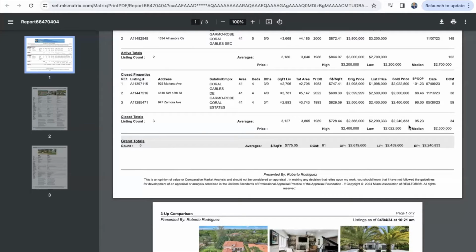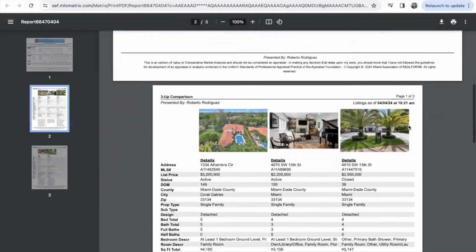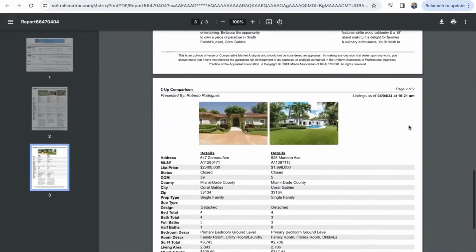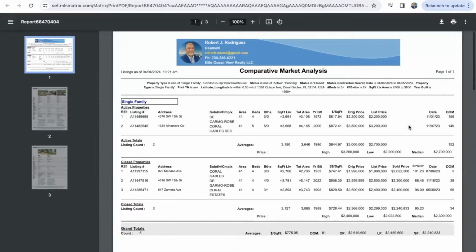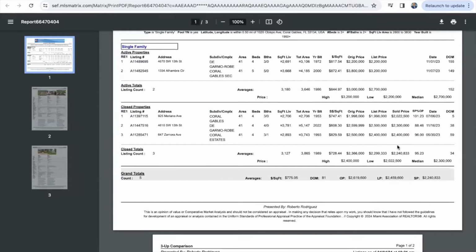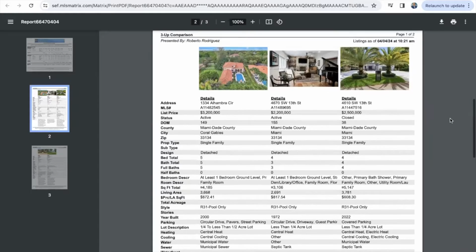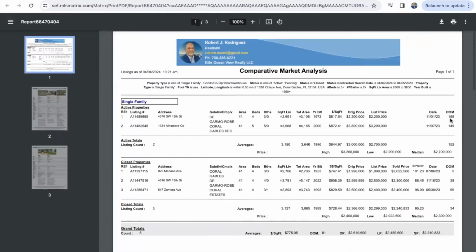This comp is very easy to read, very easy to present. And then it has your side-by-side comparisons down below. So by giving this to your client, they will be able to follow along with each. They have price per square foot, the original list prices, the sold prices, and the days on market it took to sell the property. And then your side-by-sides. Okay? So this is the way that we're going to run a comp analysis using Matrix, the MLS.